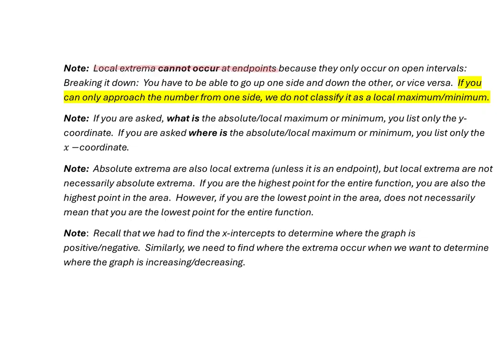So for instance, if we do not have a domain of all real numbers, if this does not go forever left and forever right, then we do not have local extrema at those endpoints, whether they're included or not. Local extrema can only occur on open intervals. Okay, so what do I mean by that? In order for it to be a local extrema, you have to be able to go up one side and down the other, or vice versa. If you can only approach the number from one side, we do not classify it as a local maximum or minimum.